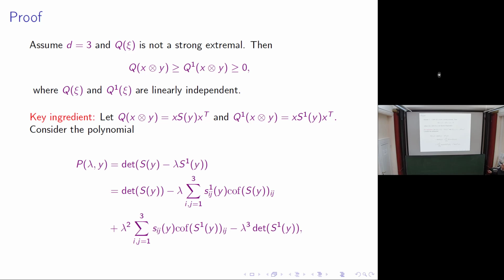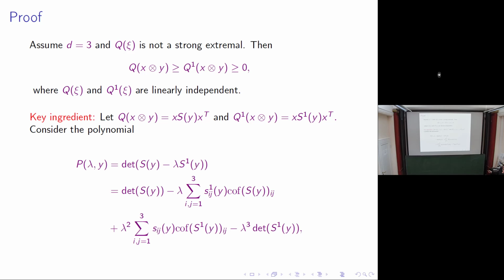That is, assume we can separate the Q1 from it, and we want to prove that this Q1 has to be a scalar multiple of Q, using the fact that the determinant of Q is an extremal polynomial that is not a perfect square. Then we write in the standard form. So a key idea is to consider this polynomial.